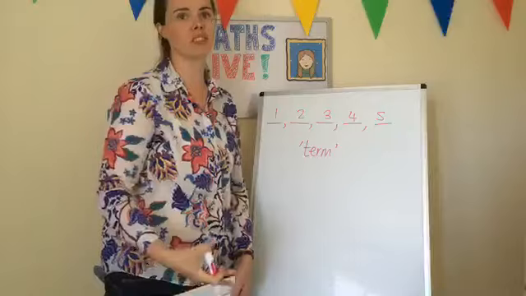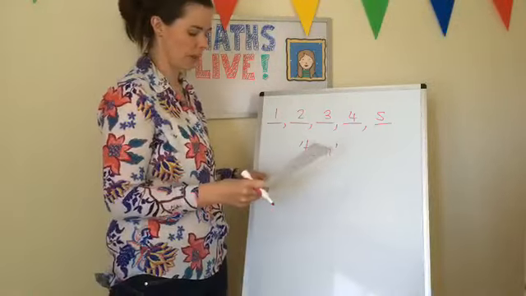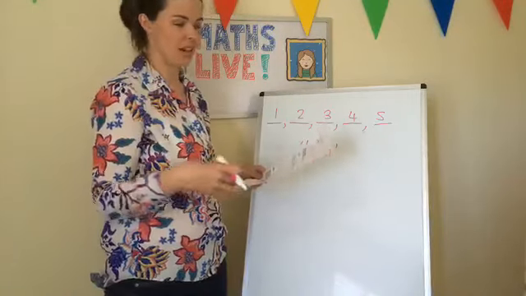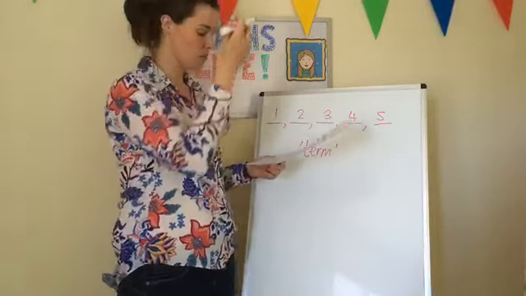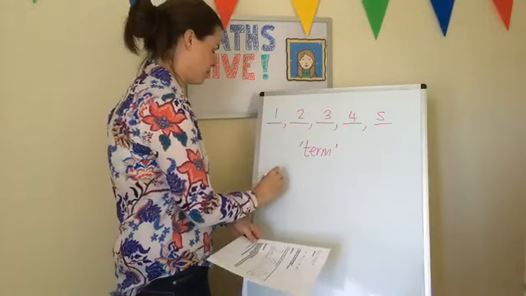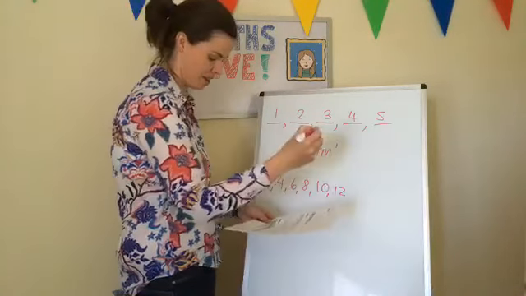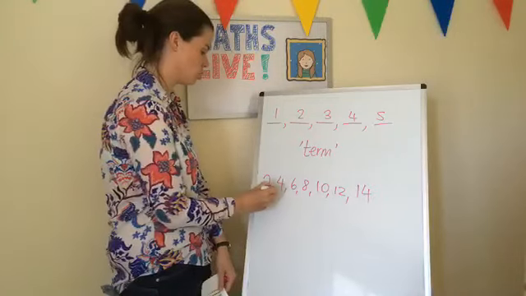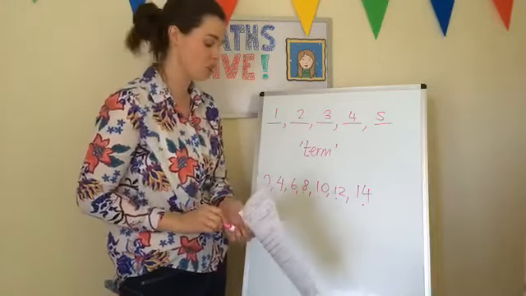A sequence can have 7 terms, 100 terms, 10,000 terms. It's just each part of it. It can continue however long the sequence is. So if it has 15, it means 15 terms. And the question I asked you was, how many terms does this sequence have? 2, 4, 6, 8, 10, 12, 14. So how many terms? It has 1, 2, 3, 4, 5, 6, 7. So the answer is 7 terms.